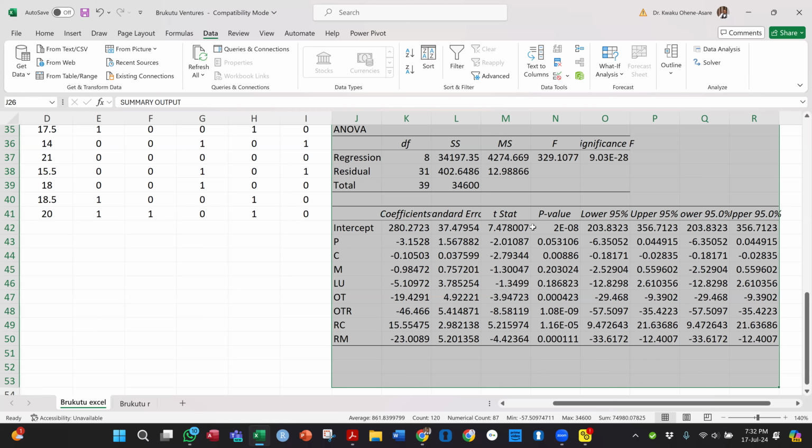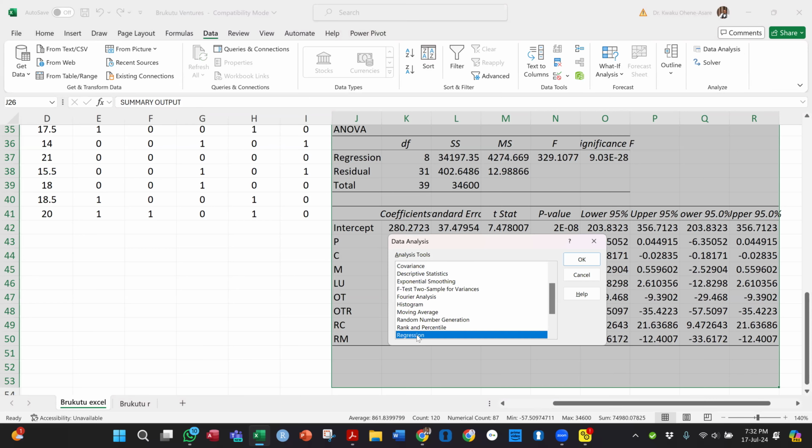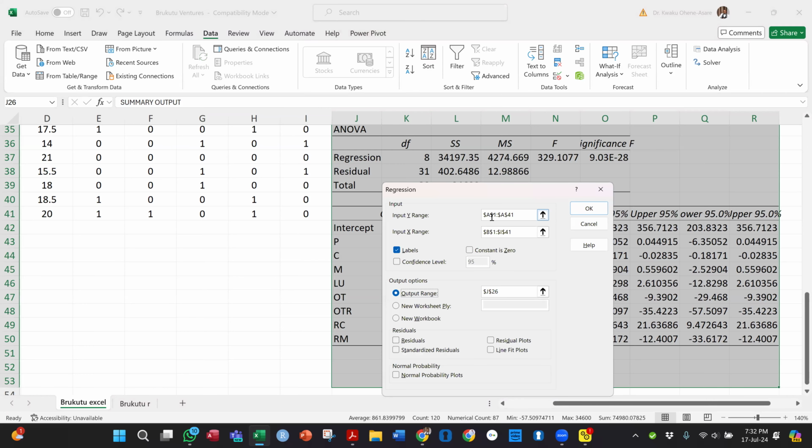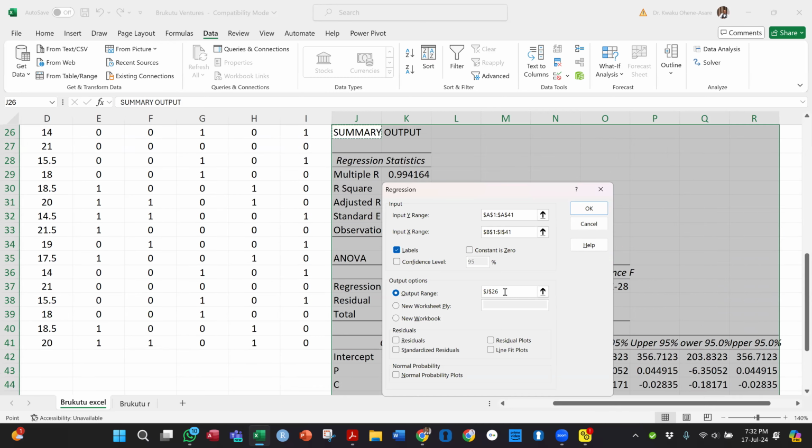Hello, Doc. Yes. Please, could you take the latter part of the generation? The latter part: click on regression, select the input range, the Y range and the X range, take the labels. Click on the output range, select any empty cell to the right of the data set. And then once you've done that, you click OK.